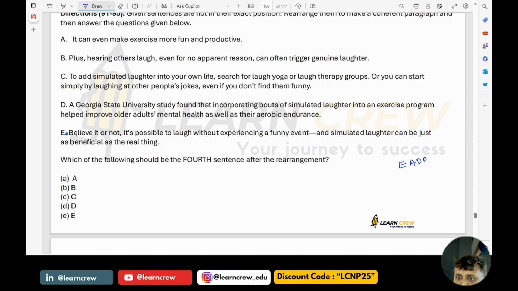So it is B. After that, finally C. To add simulated laughter into your own life, search for laugh yoga or laugh therapy groups, or you can start simply by laughing at other people's jokes, even if you don't find them funny. So this is the order: EADBC. Which of the following will be the fourth sentence? The fourth sentence is B. So answer is B. Okay. So the order is EADBC.